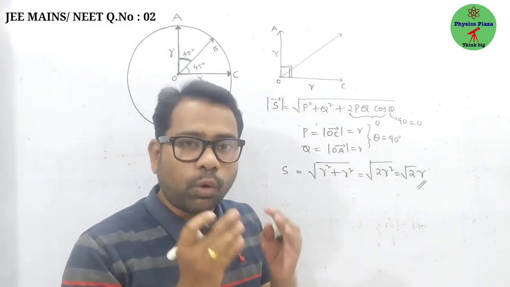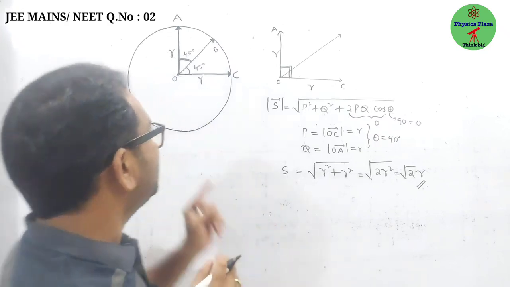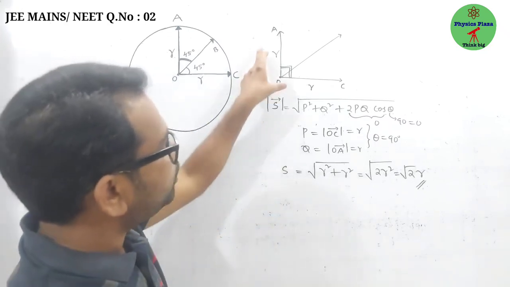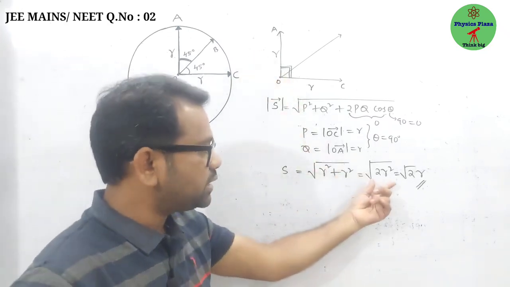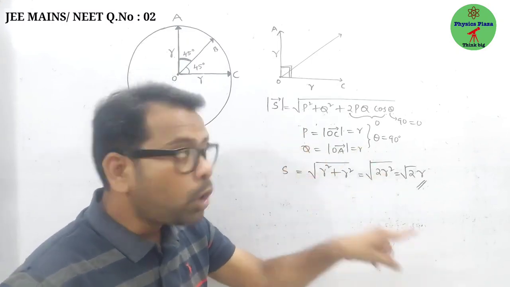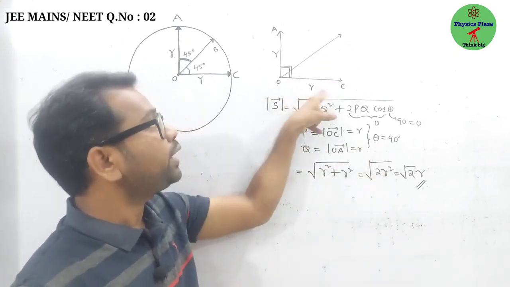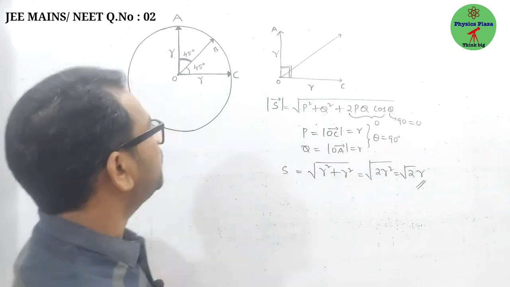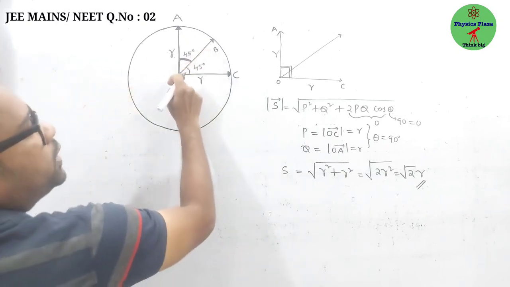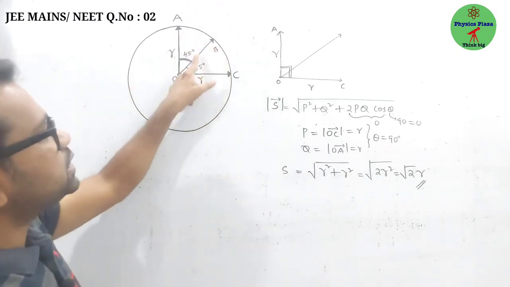Now, what about OB? I am going to that only. According to the parallelogram law of vector addition, this resultant vector is along the diagonal of OA and OC. Now you can see this OB is also along the diagonal only, because it is 45 degrees, 45 degrees.